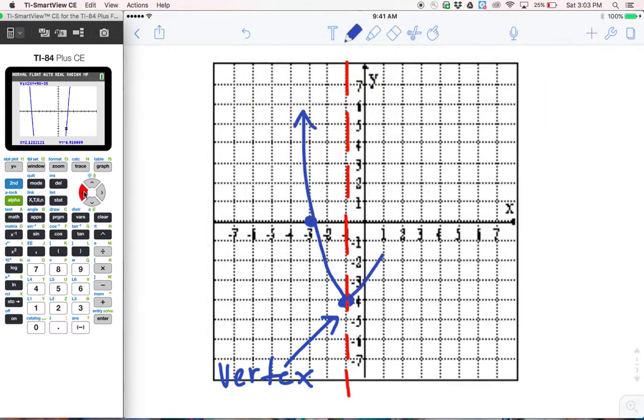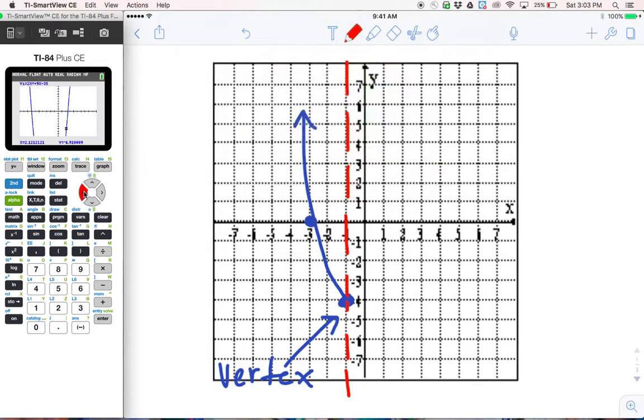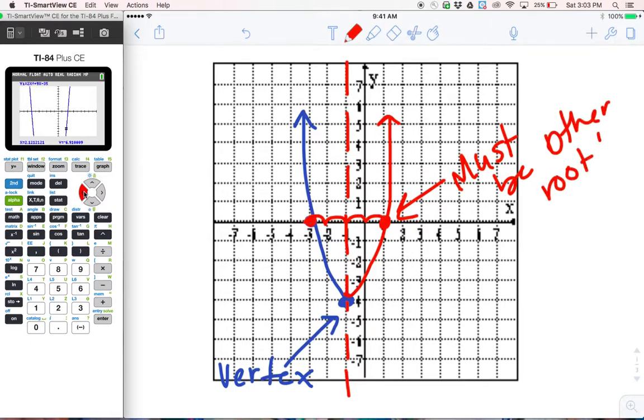Now I could kind of just maybe sketch this and guess, but no. Let's think about this logically, right? If I'm 2 away from this dot right now, then on the other side of the graph, the right side, I'm also going to be 2 away, right? Because my graph is symmetrical. So this right here must be where it hits the x-axis on the other side. This must be the other root.